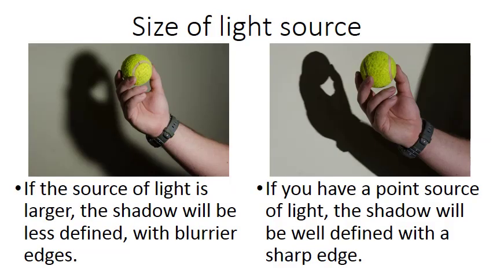Now the size of the light source will have an effect on how blurry the shadow is. If the light source is large, the shadow will be less defined with blurrier edges. So in this first photograph, I had a somewhat larger light source. In the second photograph here, I have a much smaller light source. It's a point source of light, and the shadows have very sharp edges, and they're very well defined.